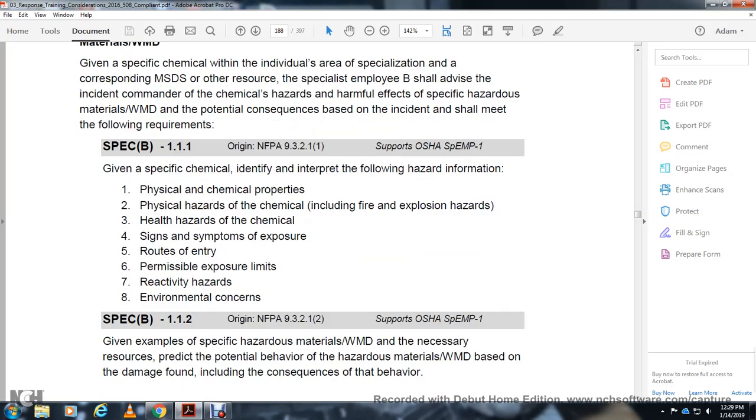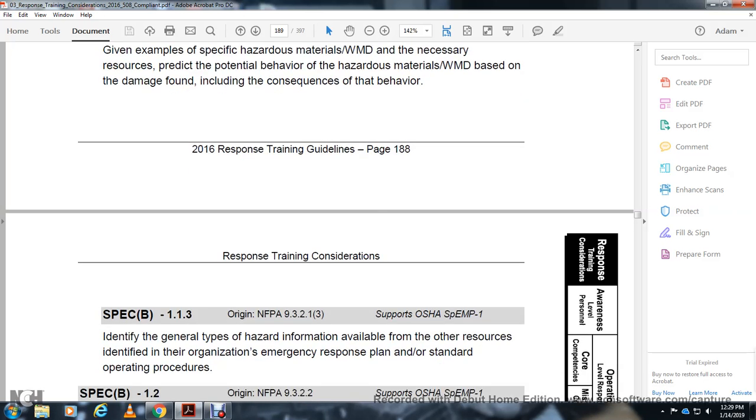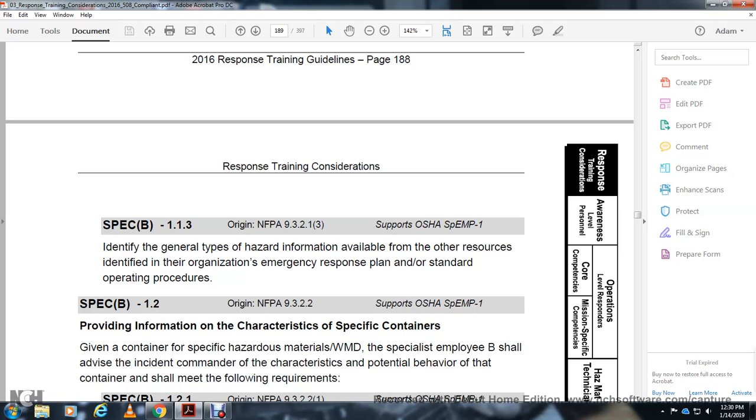Give an example of specific materials, weapons of mass destruction as necessary, with the resource for the potential behavior of weapons of mass destruction materials based on damage found, including the consequences of the behavior. Identify the general types of information available from other sources identified by the organization's emergency response plan and standard operating procedure, and provide the information on the character of the specific container, the weapon of mass destruction, and the solution employed.